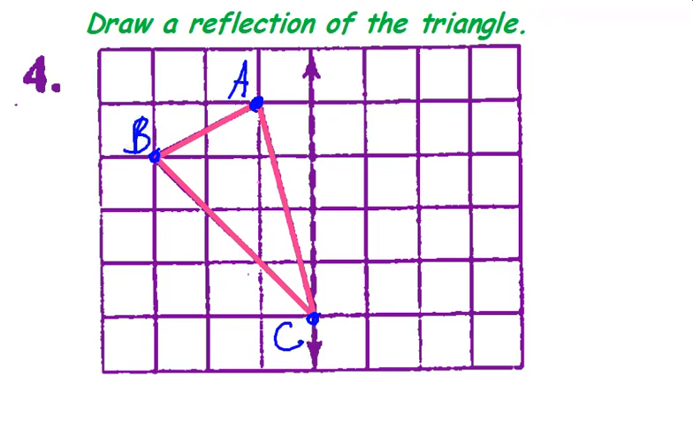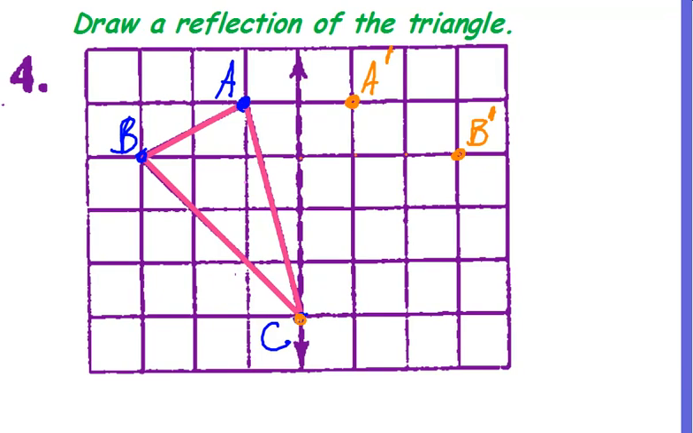Again, you'll want to count how many it is to your line of reflection. So 1 here, so go 1 on the other side and name it A prime. For B, we jump 1, 2, 3 to the line of reflection, so do the same on the other side, 1, 2, 3. We'll call it B prime. And C is on your line of reflection, so you won't have to change that one. Again, you'll need to use a ruler to connect your vertices, and you should have a reflection.